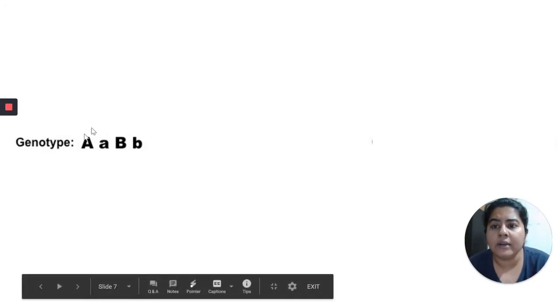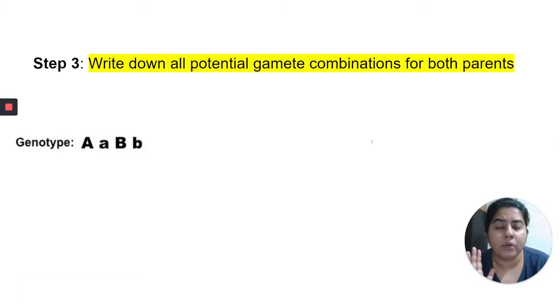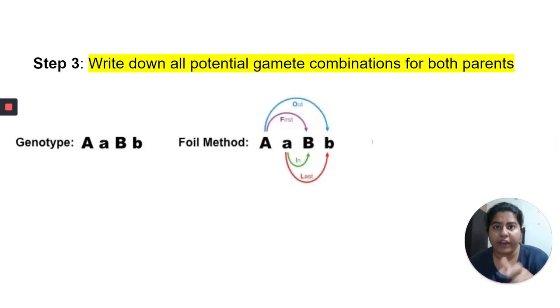Okay, coming to step 3, most of the times, because we do monohybrid cross and there's only one pair of alleles, it's not so confusing to guess the gametes. But when you're doing a dihybrid cross, let's say this is the genotype of the parent. How will you predict what are the possible gametes the parent will make? So finding out potential gamete combinations, we do this FOIL method.